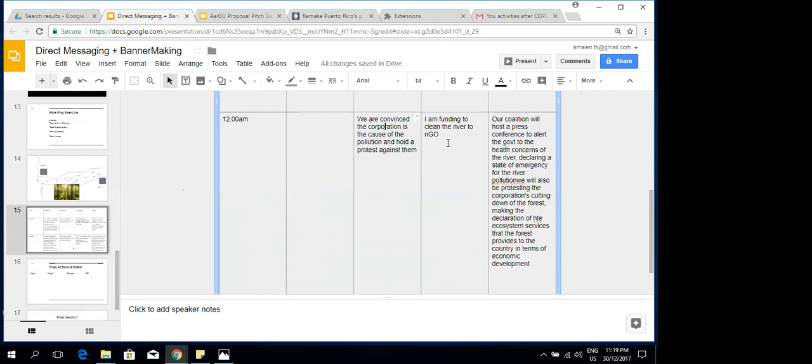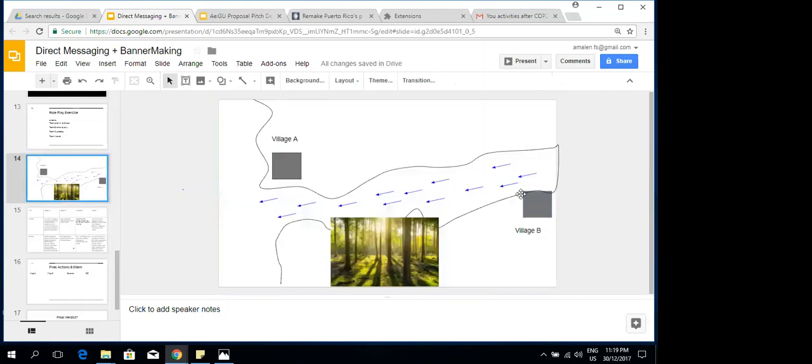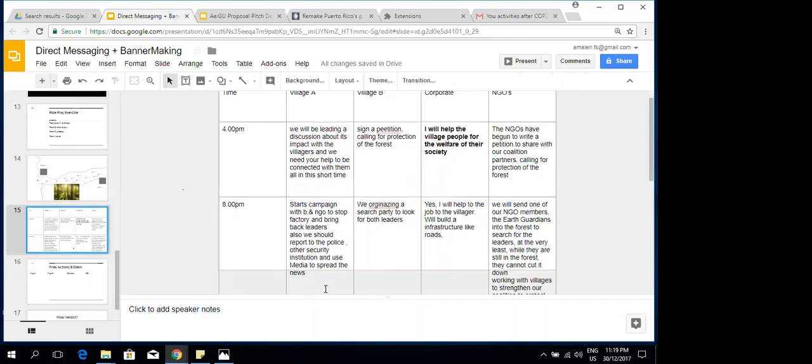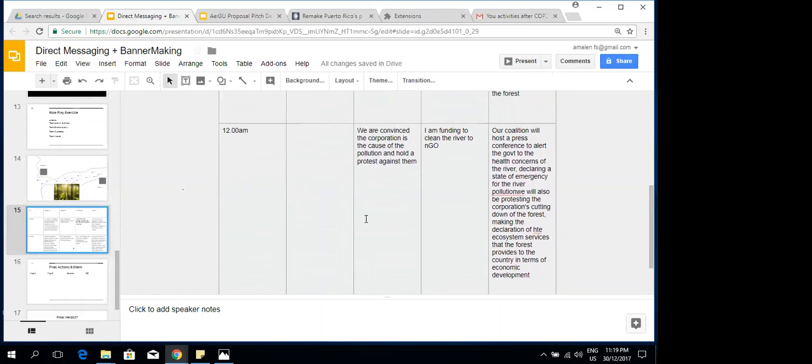Village B, and I'm assuming Village A, has joined in the conference. And Village B, very boldly, awesomely so, because they're upstream as well and affected, they have decided to say that the corporation caused the pollution and they are holding a protest against the corporation. Good job. Okay. So proud. And yeah, that's at 12 a.m.